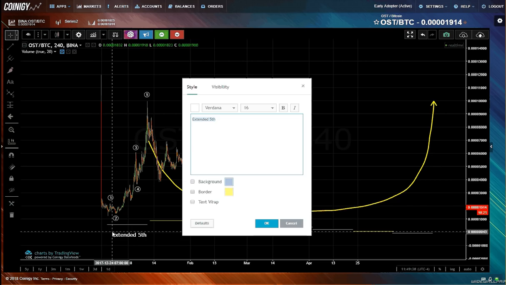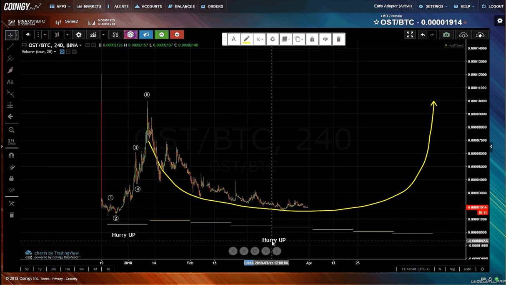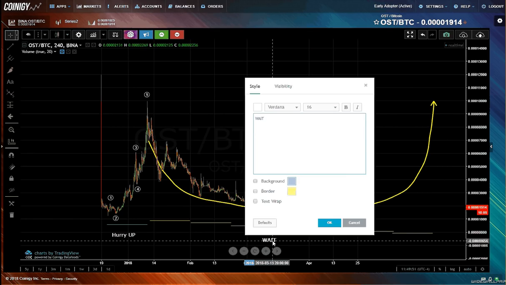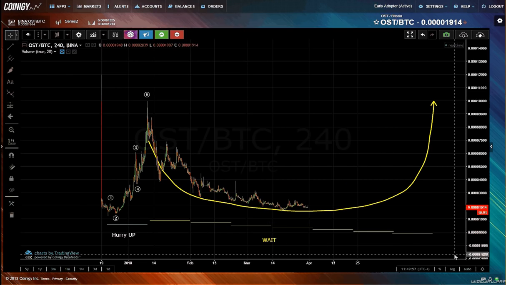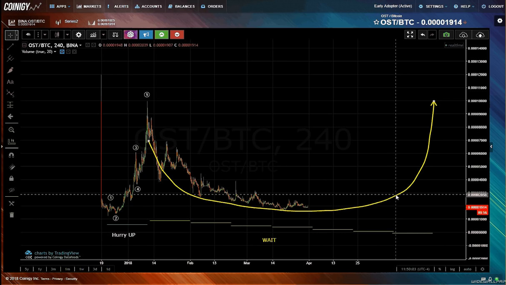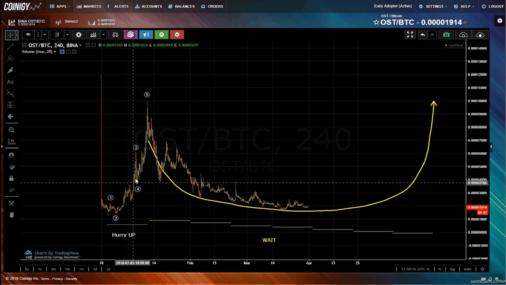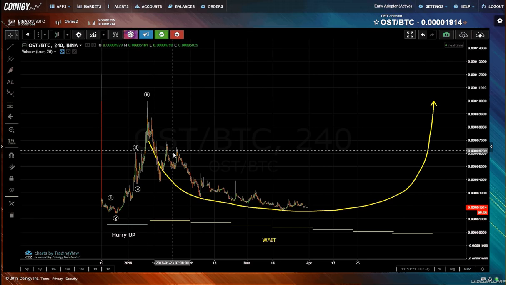This is what I call the hurry up. And this here is what I call the wait process. And the primary reason as to why this happens to just about every altcoin is because of the immaturity of the liquidity level of that coin. The exuberation that took the price into 5 waves up has to be burnt away, has to be churned and processed.